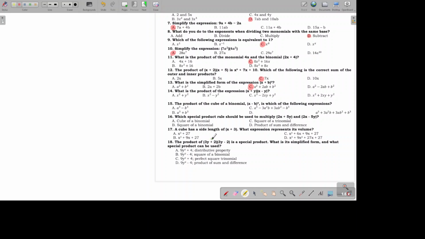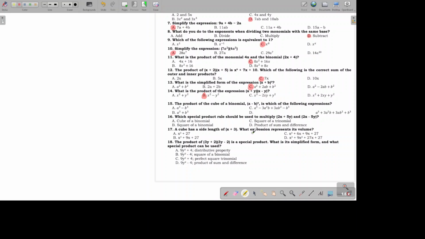Number 14. What is the product of the expression x plus y times x minus y? Okay, this is another special product. This is the sum, or sorry, the product of sum and difference. So whenever you see something like this, you just square the first term, that's x squared, and then minus. It doesn't change, it's always minus. Minus the square of the second term, which is y squared. So x squared minus y squared is the answer here.